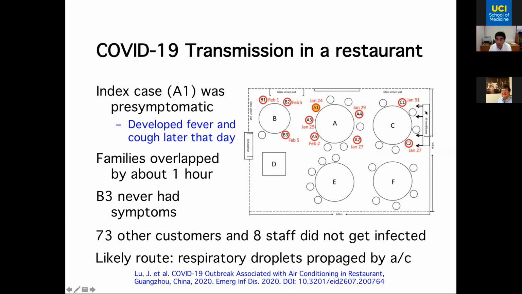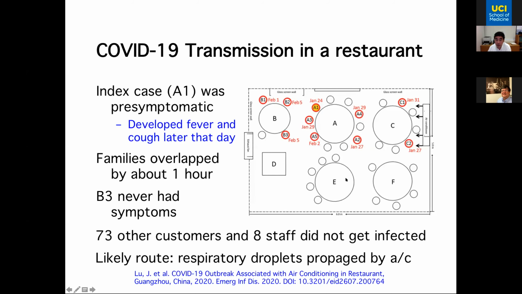Now, we know that there was an air conditioning system and it was blowing air in this direction. So you can see how individuals in table B could be infected by air blown from table A to B. We don't know why individuals in table C got infected. The speculation is that the air from the air conditioner went in this direction, bounced off the wall, and then reached them. The interesting thing is that other customers in the same restaurant, also close by, were not infected.